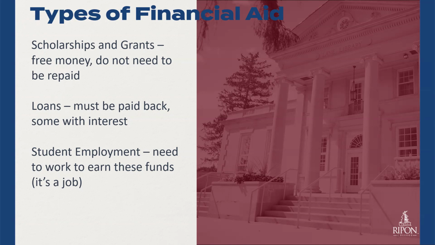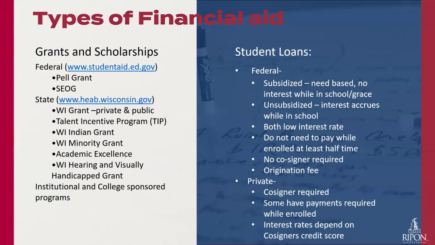And student employment. Student employment is a job, just like if a student is working at the local ice cream place or McDonald's or Quick Trip. These are funds that need to be earned, and then the student can use those funds how they see fit. So let's take a closer look at these types of financial aid. So first, the free money, grants and scholarships.